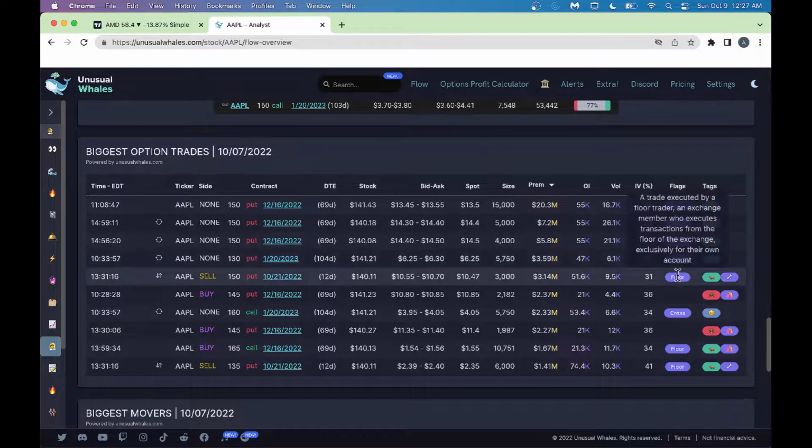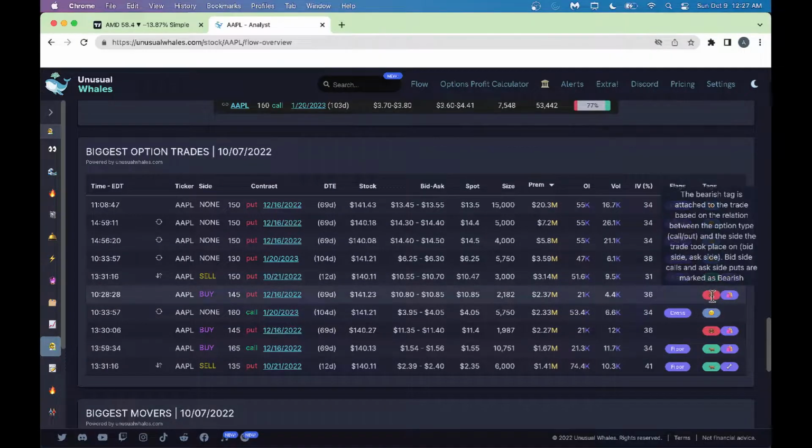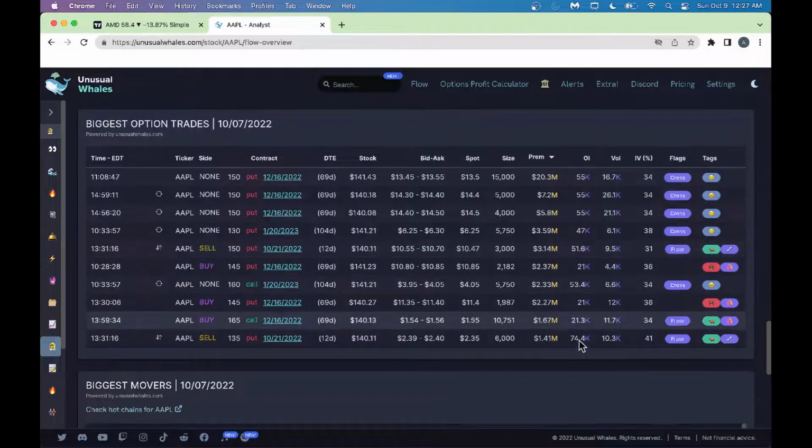There's a floor trader and he's acting. He's really putting some money here and selling the put option here. That's a positive one here. The moment you see a bull, that's bullish, and if it's a bear, it's bearish. It's a good indication. I like this.